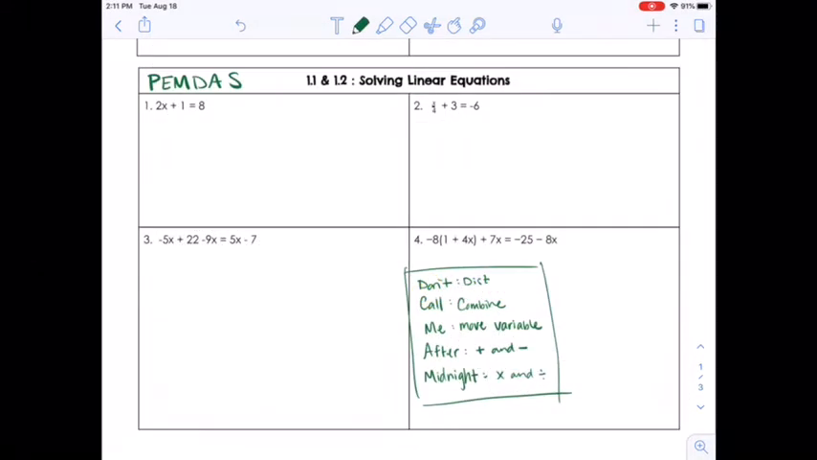And let's move on to linear equations. So 1 and 2, we've got a simple one-step equation. So remember, that's like reverse order of operations. So we're going to add and subtract first, multiply and divide second.